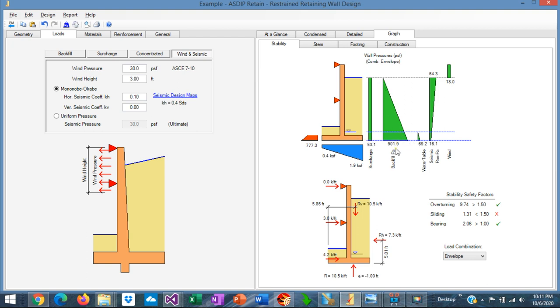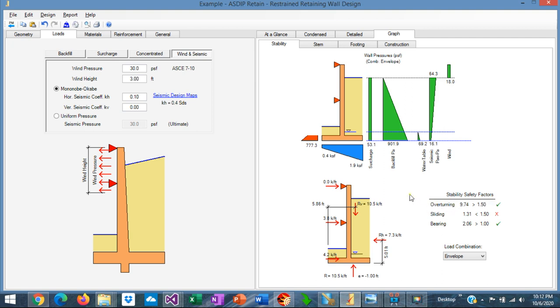This is the backfill pressure, maximum at the bottom, zero at the top. This small triangle represents the water table. And this is the seismic pressure, maximum at the top, minimum at the bottom. Here we can see the resulting forces for the stability analysis. And here we have the stability safety ratios.